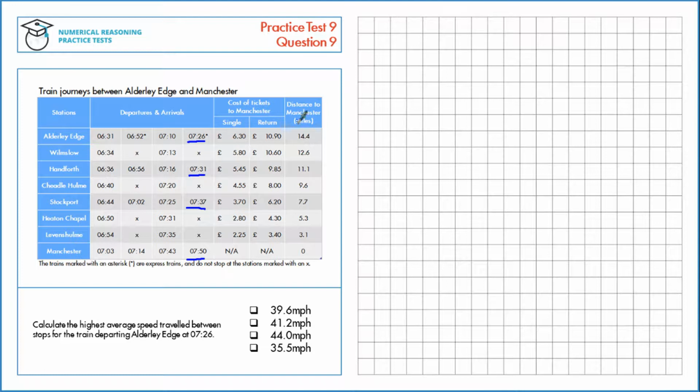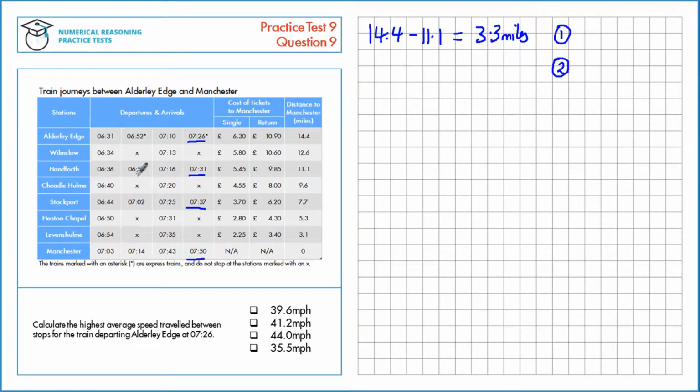Alderley Edge to Handforth. We know the distance to Manchester is 14.4 miles from Alderley Edge, and 11.1 from Handforth, so the difference is the distance between the two. So 14.4, take away 11.1, is 3.3 miles. That's for the first step, Alderley Edge to Handforth, which we'll label as 1.